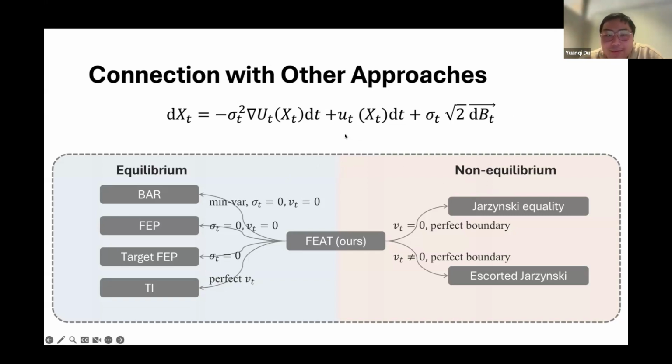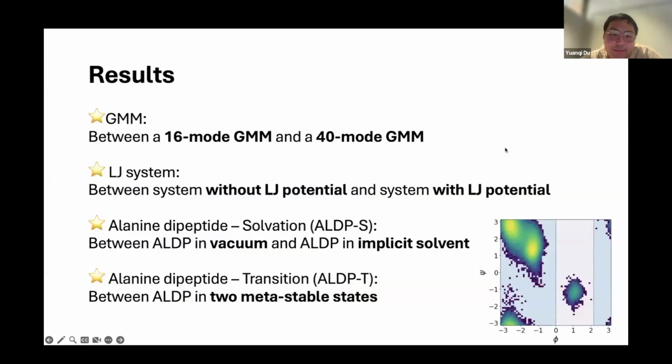And just looking at this, it's just the normal Jarzynski equality if the control is zero, if you don't learn the control with perfect boundary. And if the control is non-zero, if you have the control term, that's the controlled version of the Jarzynski equality. And this is just some connection. And we've done a few experiments on multiple systems to show how it works.